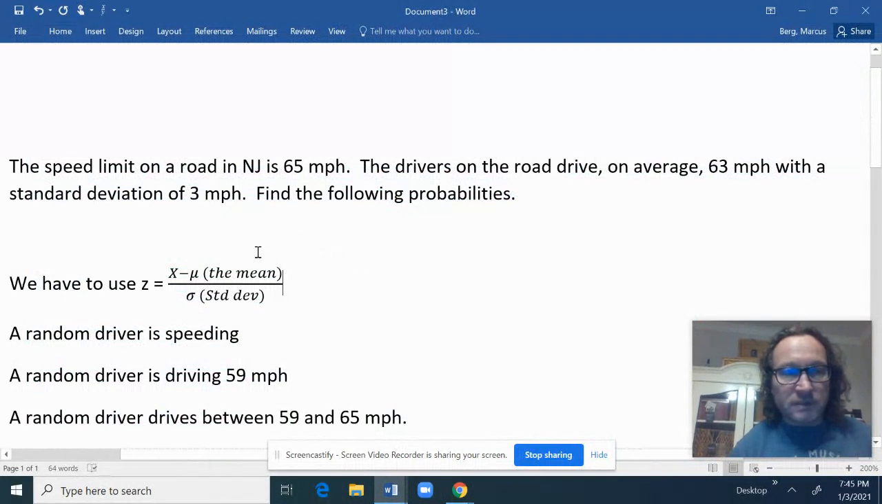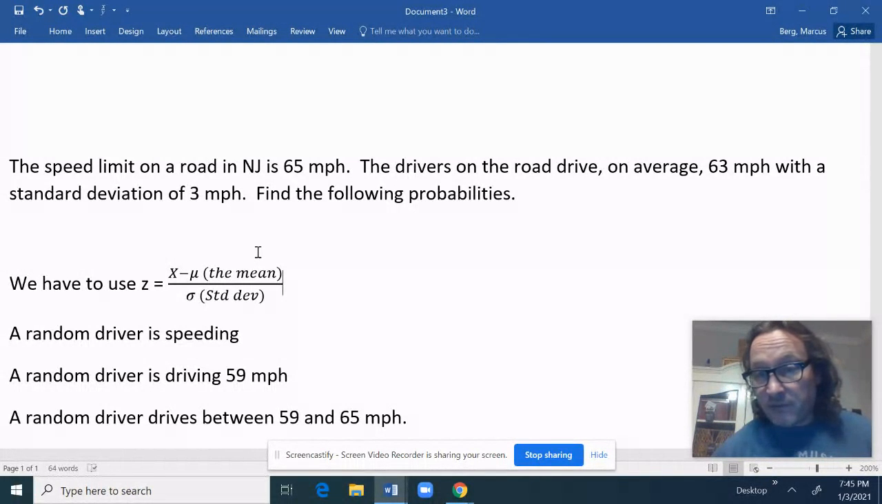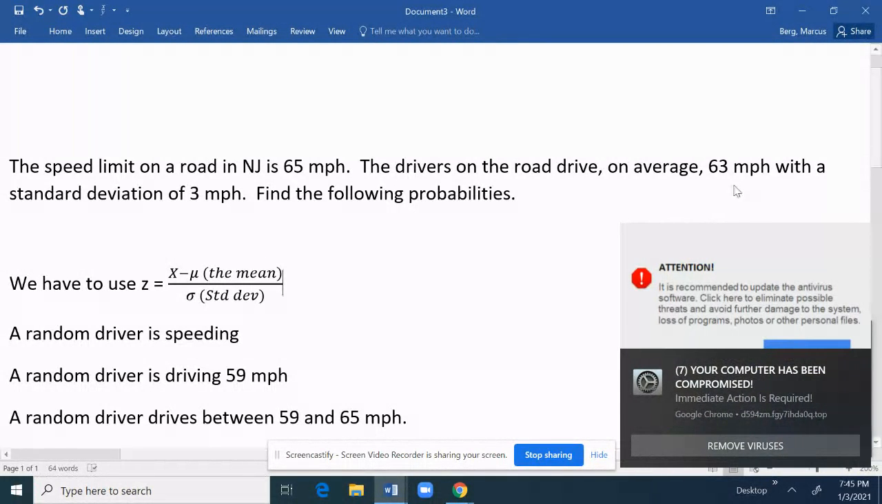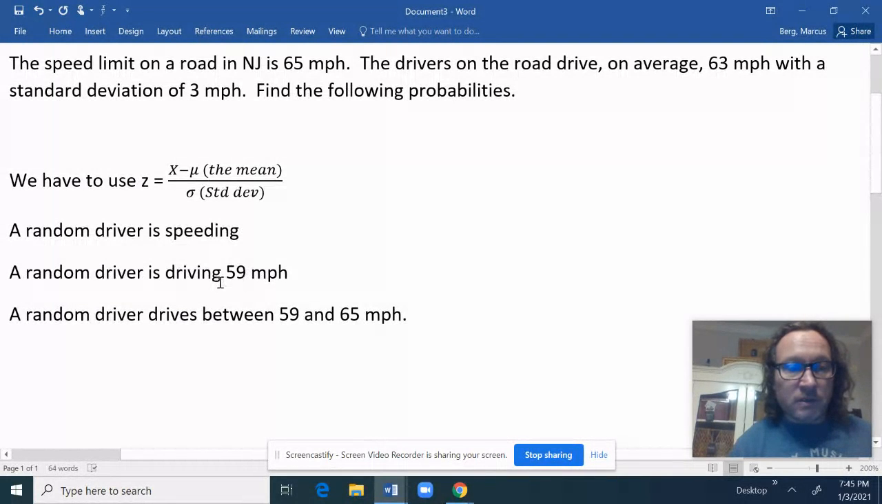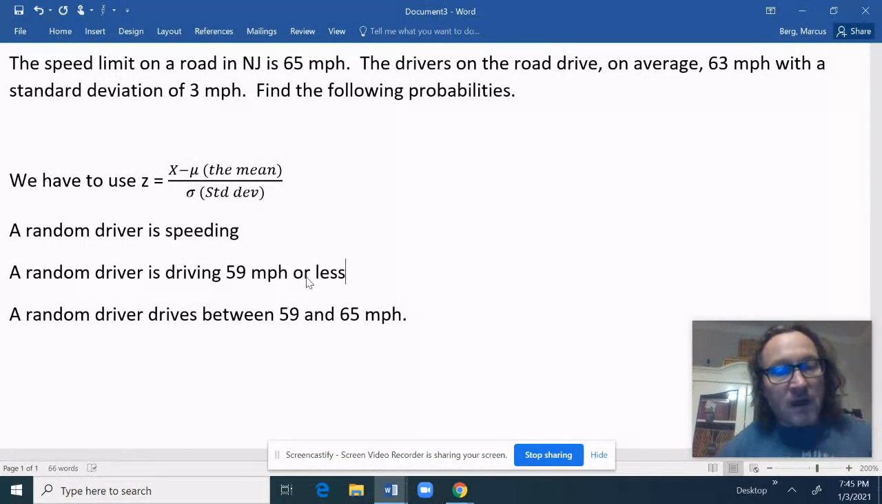We're going to look at three questions using the normal distribution. You have a speed limit on a road in New Jersey, 65 miles per hour. Drivers on the road drive on average 63 miles per hour, with a standard deviation of 3 miles per hour. Find the following probabilities. What's the probability a random driver is speeding? The driver is going 59 miles per hour or less. And a random driver drives between 59 and 65 miles per hour.